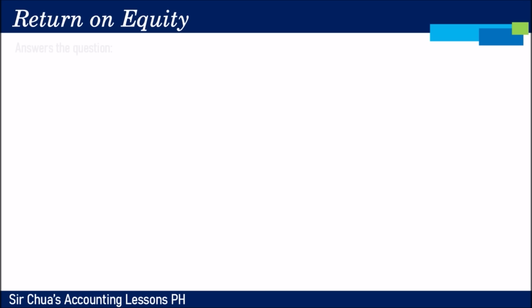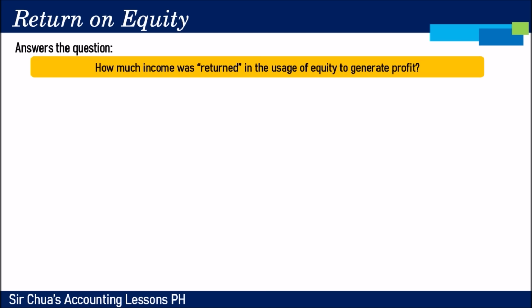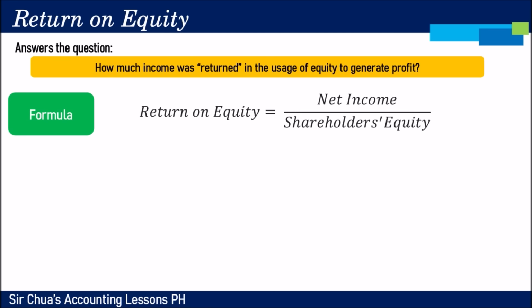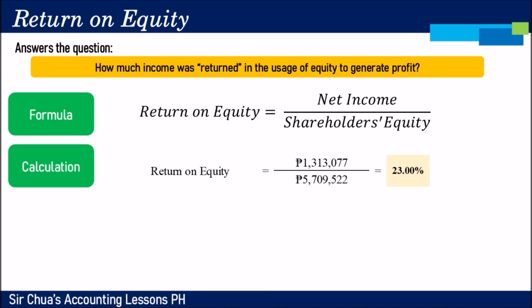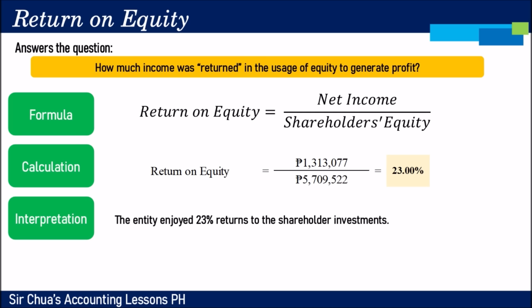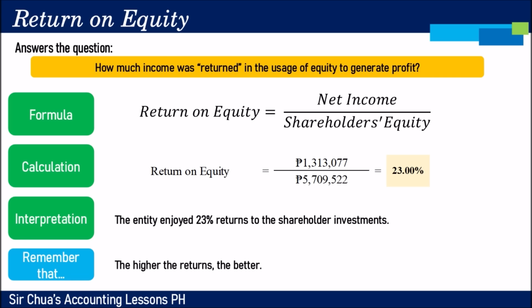Okay, same approach with return on equity. How much income was returned to the usage of equity or magkano ang bumalik sa ating shareholder investment. Okay? So you simply divide your net income to your total shareholders equity and that's the same process. You just divide your net income of 1,313,077 to 5,709,522, which gives you a return on equity of 23%. Ano ibig sabihin? The entity enjoyed 23% returns sa ating pong shareholder investments or sa ating pong equity, and it's the same. The higher, the better.